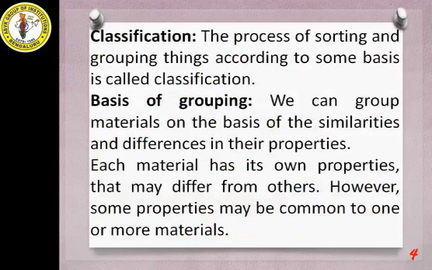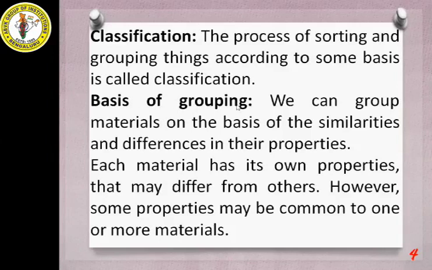Next we have classification. What is classification? The process of sorting and grouping things according to some basis is called classification. We are going to group the materials, group the objects, based on some basis. It may be shape, appearance, color, or texture. Based on some basis, we are going to differentiate or group the materials. That concept is called classification.